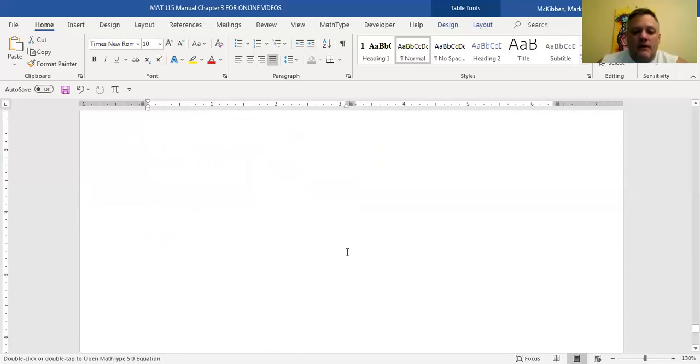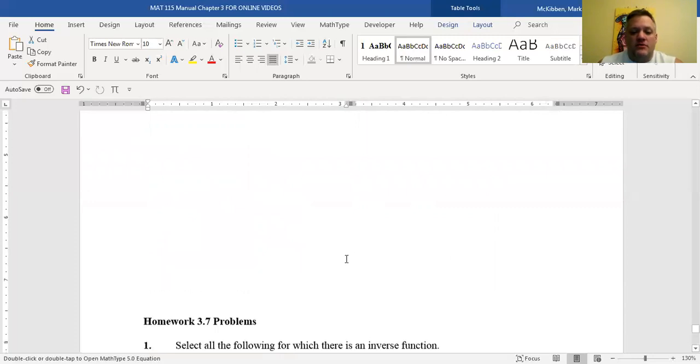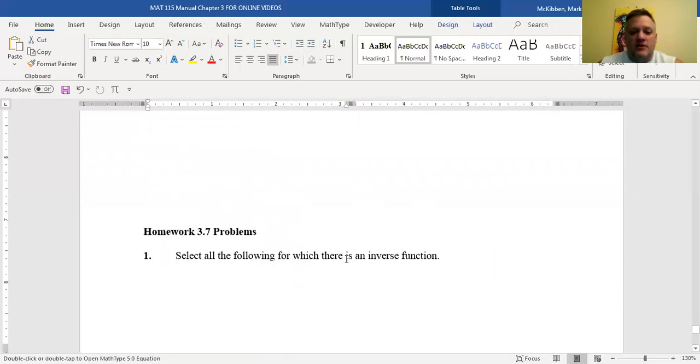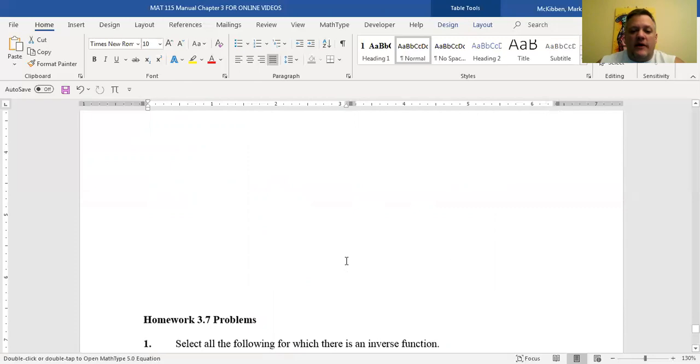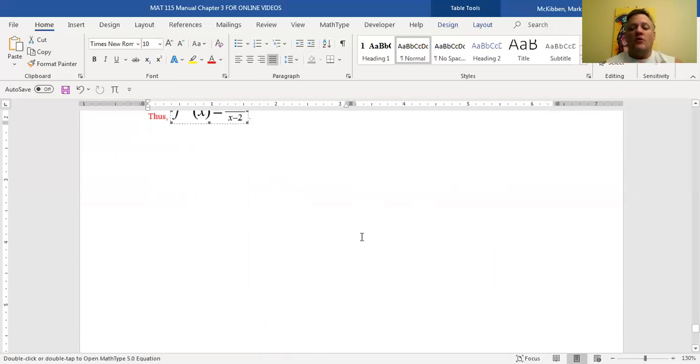All right, and that brings us to the homework problem section. So, key takeaways. A function is 1-to-1 if and only if it passes the horizontal line test. If it passes the horizontal line test, it has an inverse. To find the inverse, you set y equal to the function and you solve that equation for x in terms of y. Once you have that, that gives you the inverse function formula.